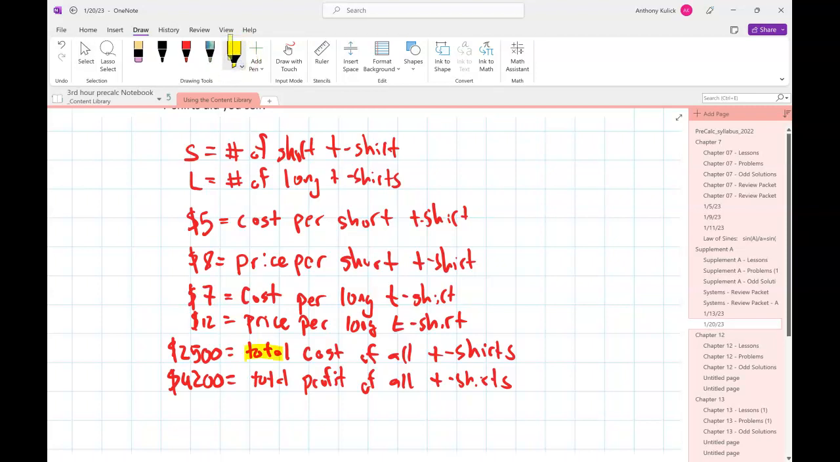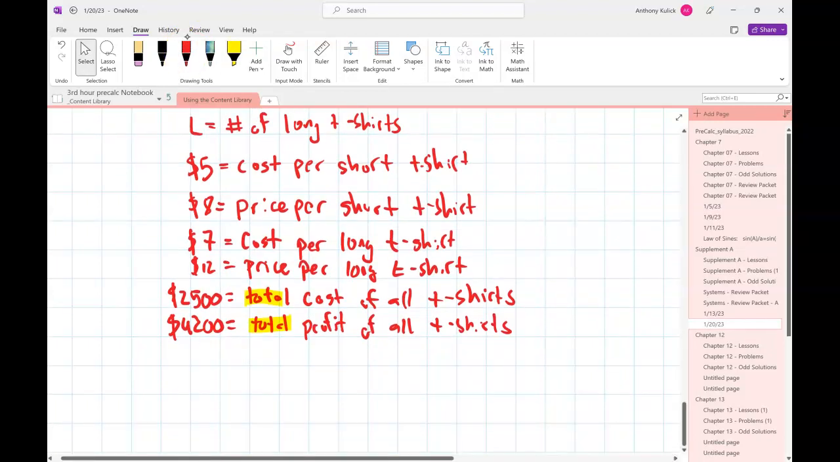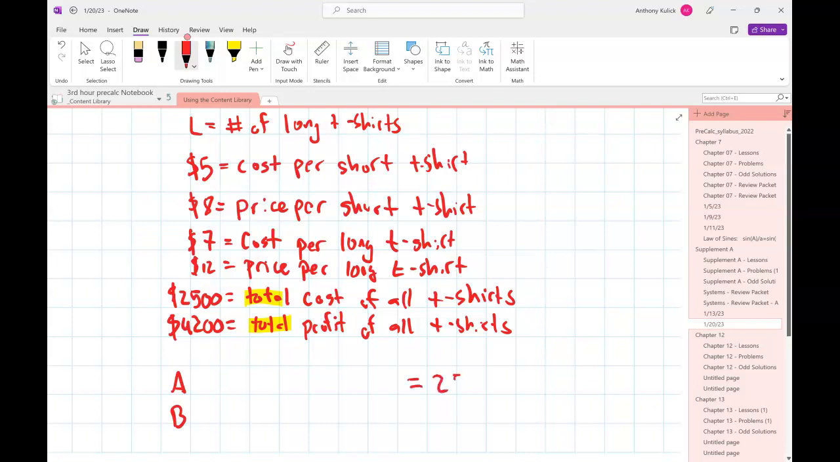So since these guys are totals, what can I say about them? I'll have my two equations, equation A and equation B. Those will be the solutions to my two equations, right? Everybody feel okay with that since they're totals?